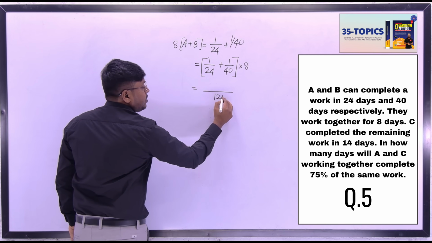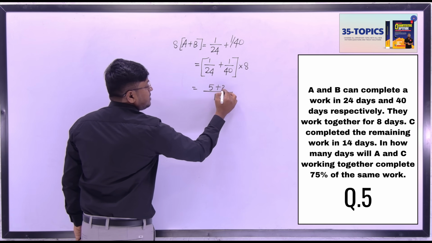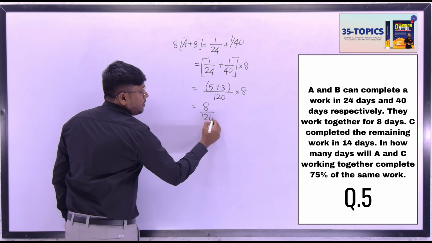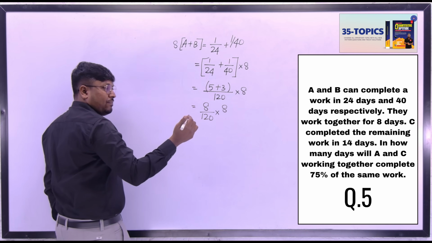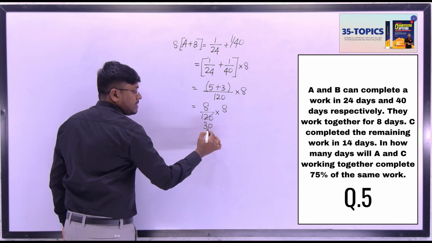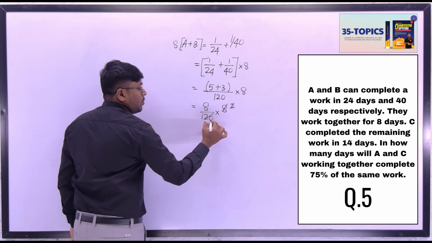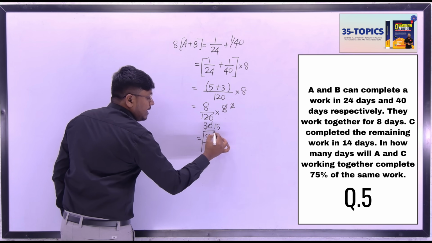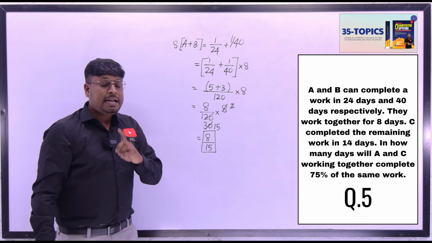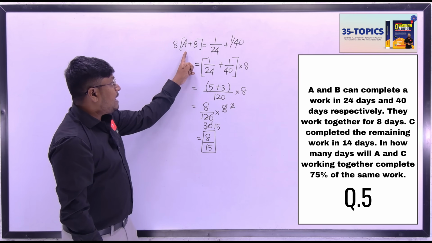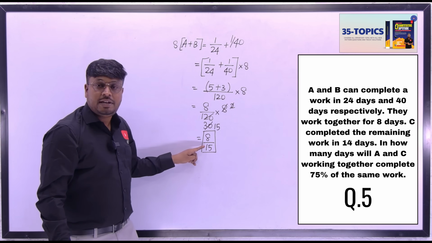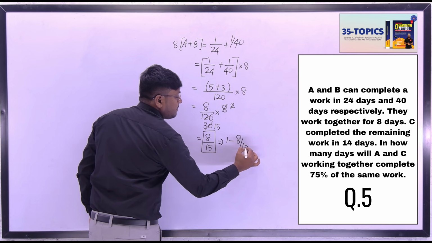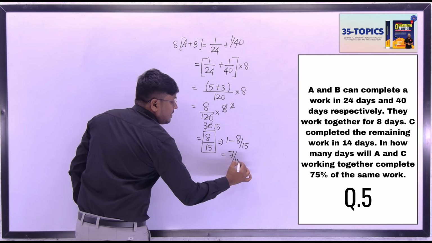We can take the LCM as 120 here. The result will be 5 plus 3, which is 8, divided by 120, into 8. We can cancel it in the 4 table, so this will be 30, and then 2 times 1 and 15. So finally 8 by 15 is the total work completed by A and B in 8 days. Then the remaining work is 1 minus 8 by 15, and the result will be 7 by 15.